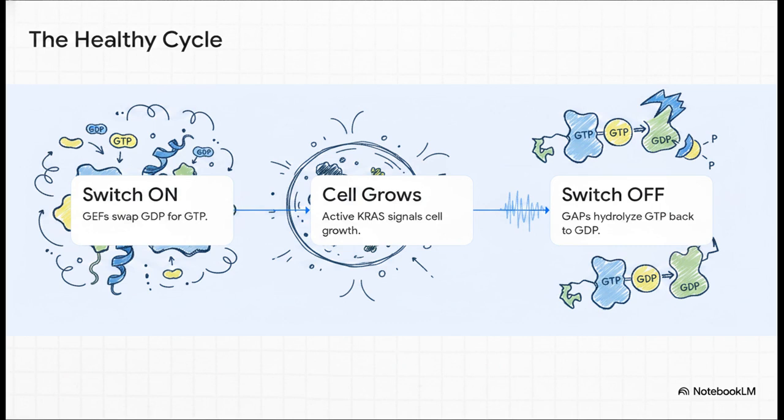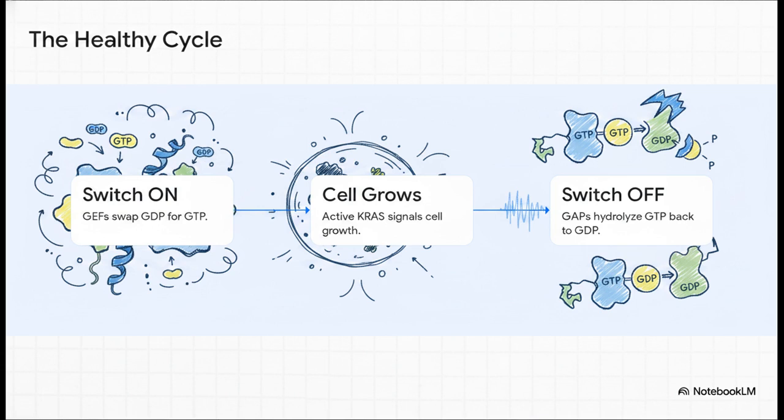A healthy KRAS protein cycles perfectly between two states. When it's bound to a molecule called GDP, the switch is completely off. But when an external signal arrives, these helper proteins called GEFs come in and swap out that GDP for a highly energized molecule called GTP. Suddenly the switch is on and the cell gets the green light to grow.